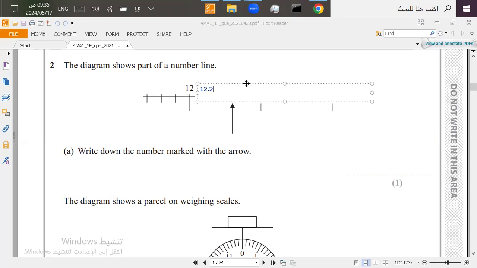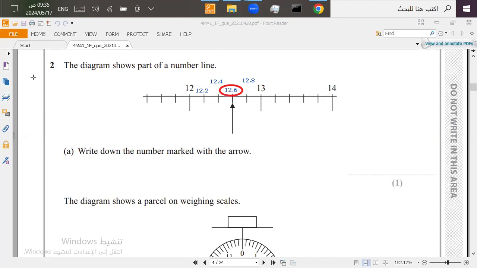So this one is 12.2 and then 12.4. Okay, like this. And then 12.6 on the arm. And this one is 12.8. And after that, we get 13. So the answer would be, very good, 12.6. So the arrow is pointing to 12.6.